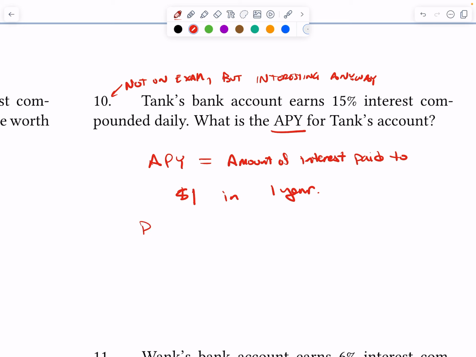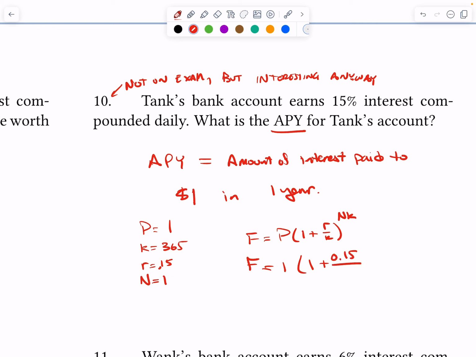So in our case, the present value of this money is 1. The number of compounding periods is 365 because we're doing this compounded daily. The interest rate is 15%, and the number of years is 1. So let's see. We have the future value is the present value times 1 plus the rate over the compounding periods, raised to nk. So in our case, it's just 1 times 1 plus the rate over 365 raised to the power of 1 times 365.